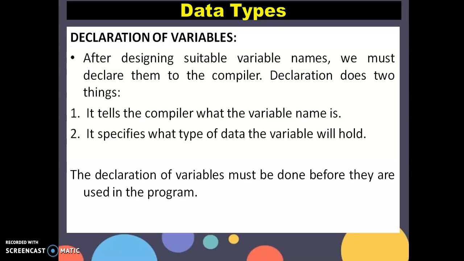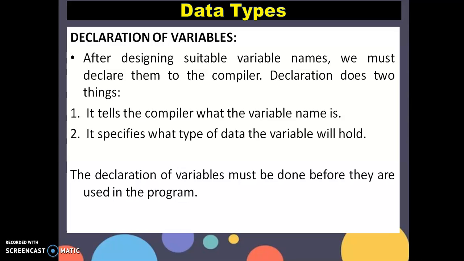After designing suitable variable names, we must declare them to the compiler. Declaration does two things. It tells the compiler what the variable name is. It specifies what type of data the variable will hold. The declaration of the variables must be done before they are used in the program. This means without declaration you cannot use the variable. If we do, it shows the error message: undefined symbol.